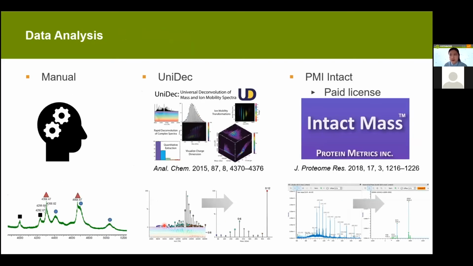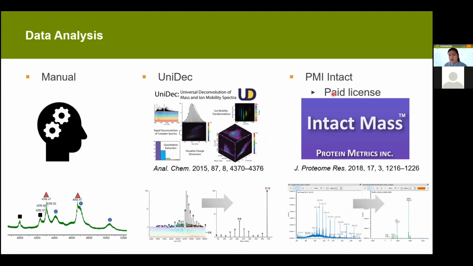And for data analysis, I've just shown that we do a lot of manual analysis to really confirm we have the correct assignment. But there are also software tools available to us, especially UniDec, which is open and free to everyone. You can use it to easily transfer your raw data to a mass distribution, and there are a lot of other modules in there to help you process the data.